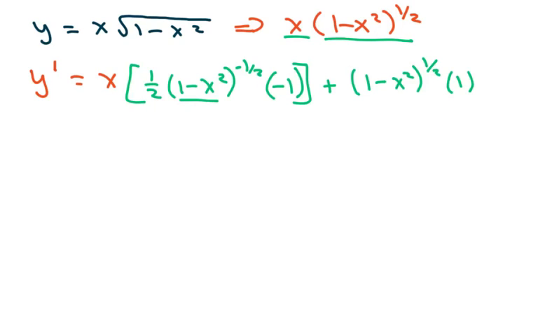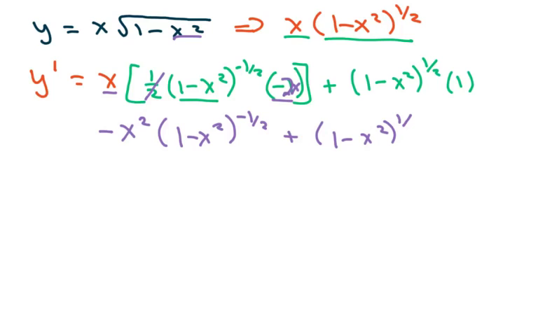Alright, and then I'm going to pull this out, and we're going to get negative x squared. Oh, this was negative 2x, sorry. So you get negative x squared, because this would have canceled with the 2's. And then we have 1 minus x squared to the negative 1/2 plus 1 minus x squared to the 1/2.